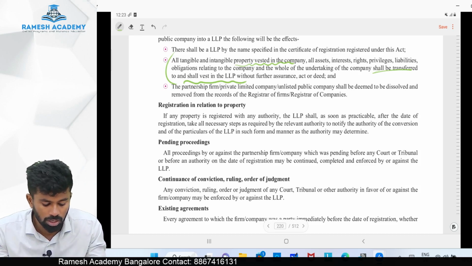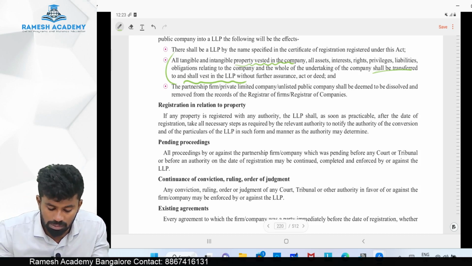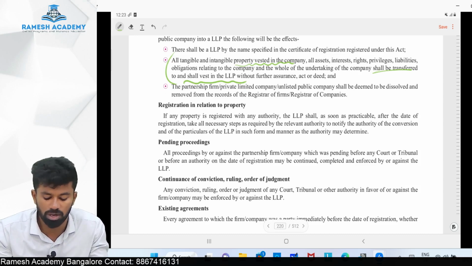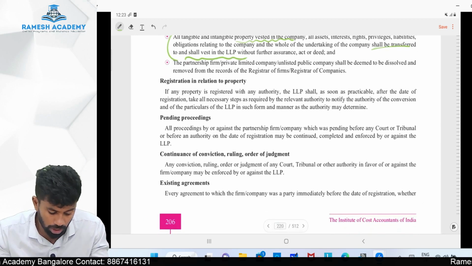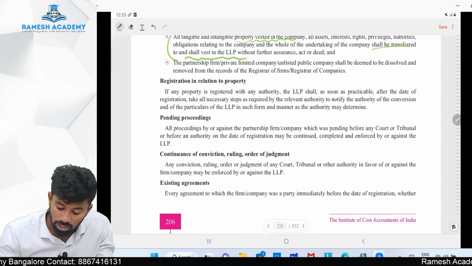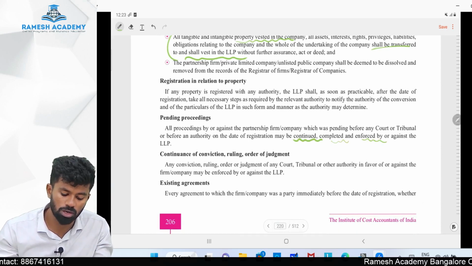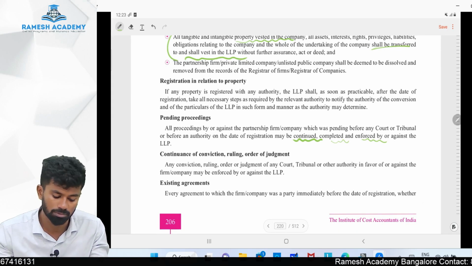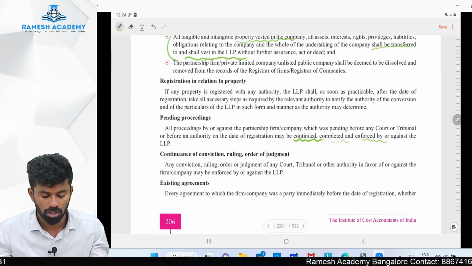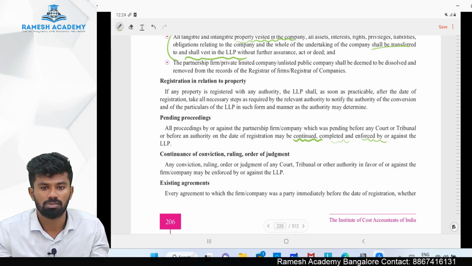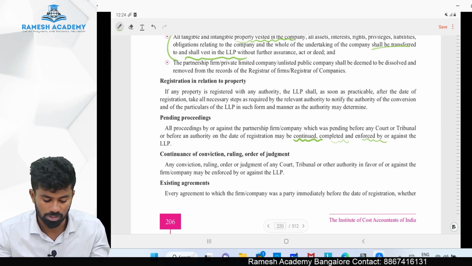Pending proceedings: all the proceedings by or against the partnership firm which were pending before the court or tribunal on the date of registration may be continued, completed and enforced against what? Against the LLP. So whatever pending offences were there, that will be continued in the LLP's name.